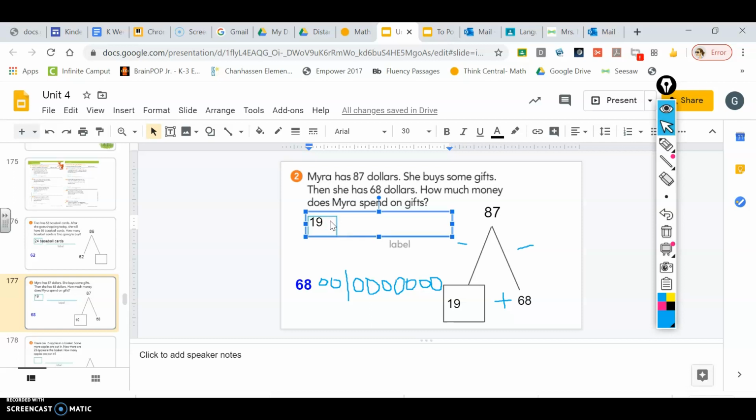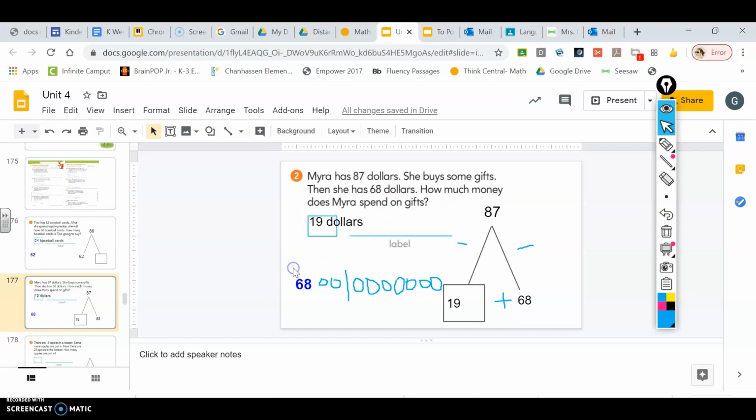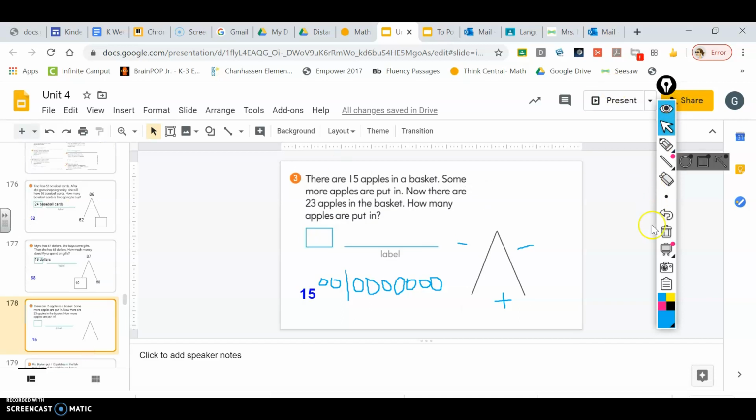It says how much money does she save? We don't say how much money. So we are talking about what? What would our label be? Yep, good job, $19. And again, it should be spelled correctly because it's spelled correctly throughout. All right, if you need to, hit pause. Otherwise, we're going to go on to problem number 3.